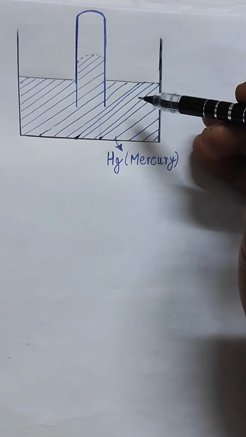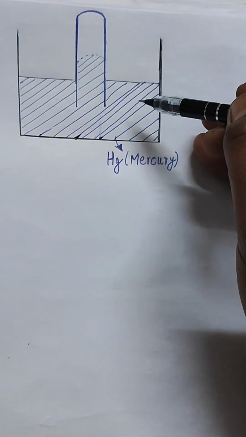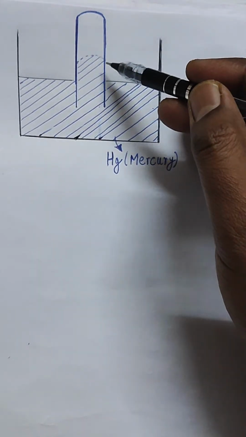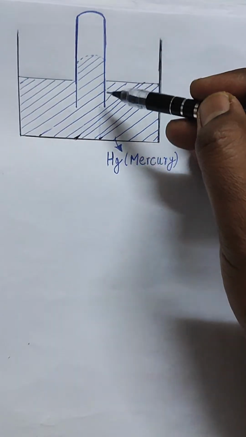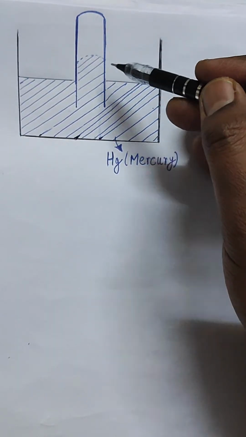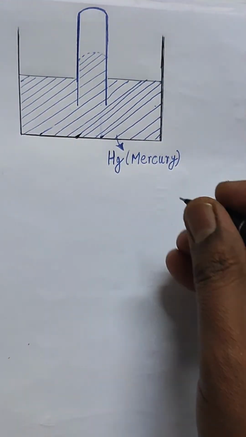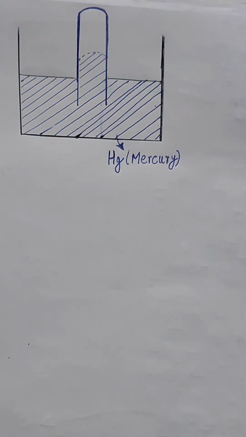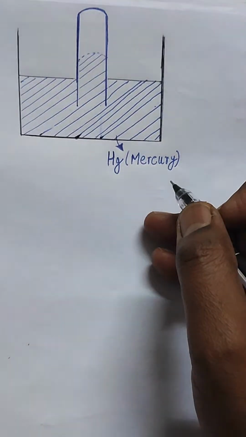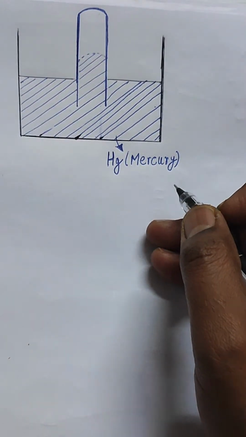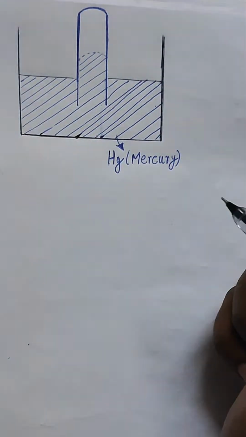Now, how will the level of Hg in the vessel change if the temperature is raised from 27 degrees C to 77 degrees C? So my dear friend, we are simply going to apply the Gay-Lussac's law. What's that? P1 V1 by T1 equal to P2 V2 by T2. So there will be two conditions.